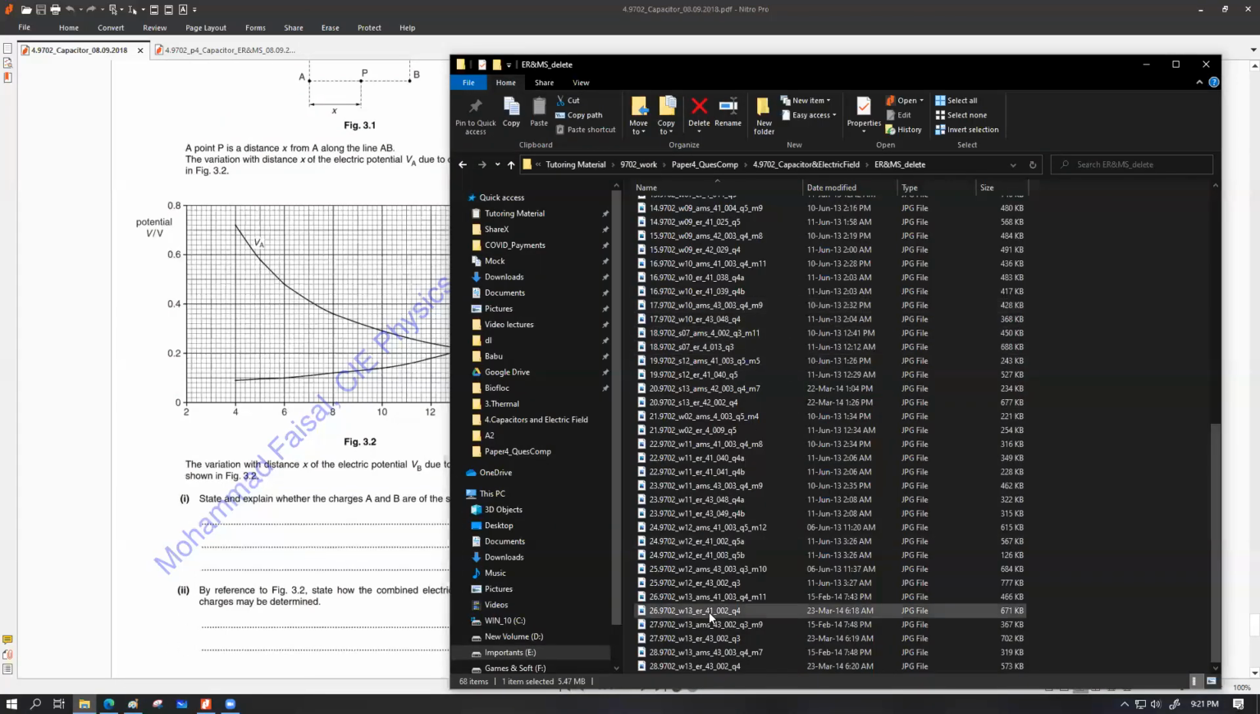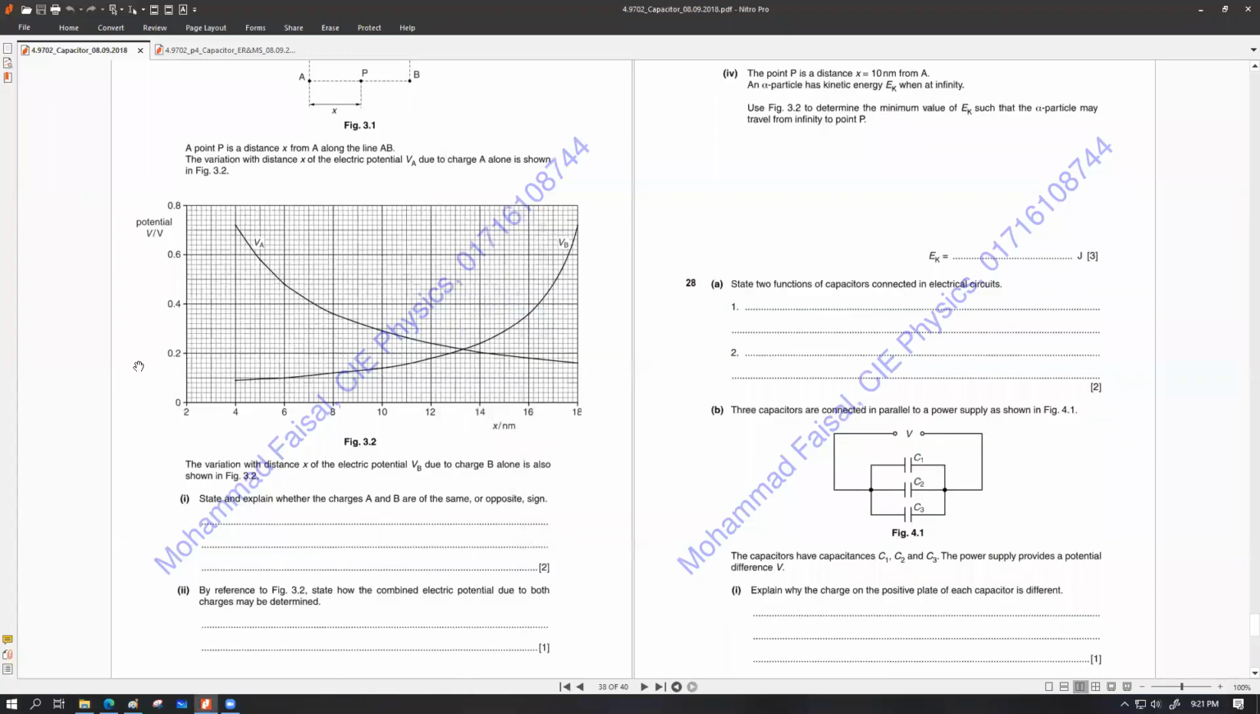I'll tell you why this is a bad question. October number 13, 43, question number 3. What you can see over here, we have a potential graph. So we have two curves given, and logic should tell us that the biggest potential should be somewhere above this point, right?